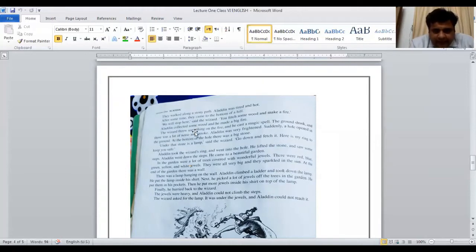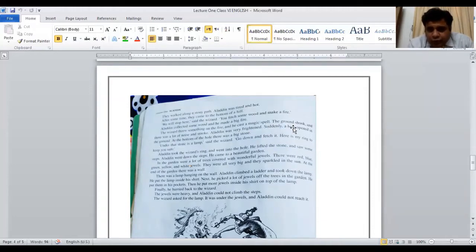Aladdin collected some wood and he made a big fire. The wizard threw something on the fire and he cast a magic spell. Dear students, here, what did the wizard do? He threw something on the fire and cast a magic spell, which means he started to try to show magic.